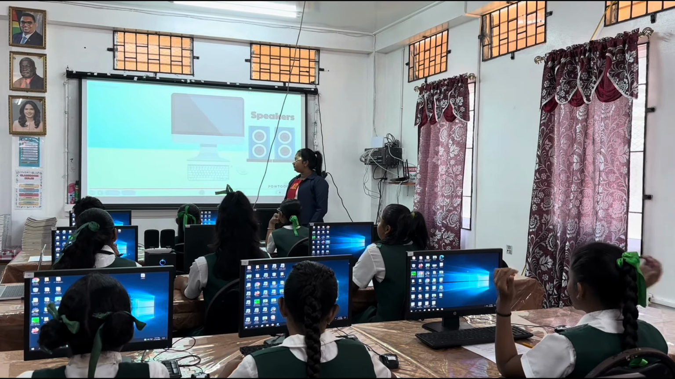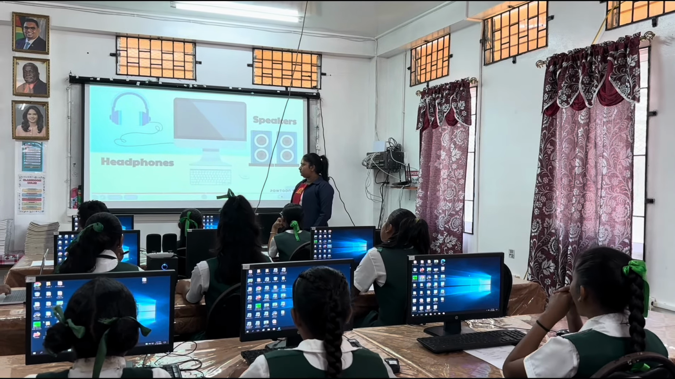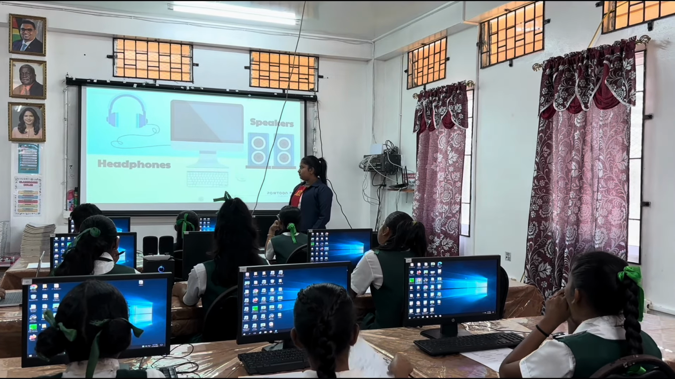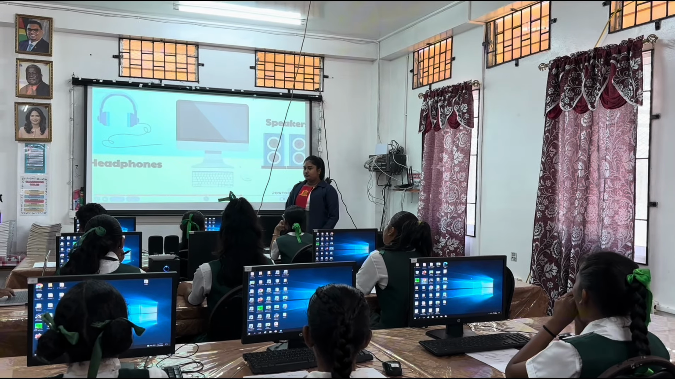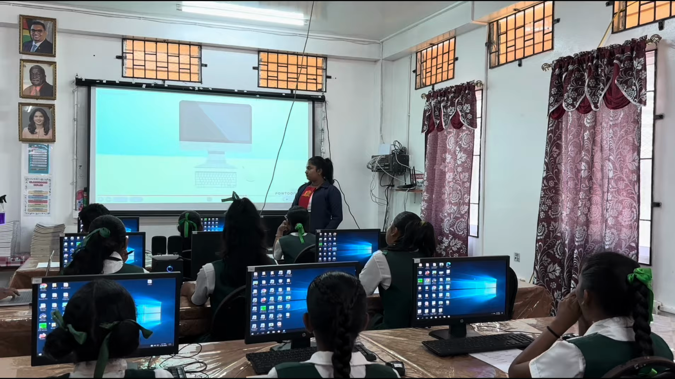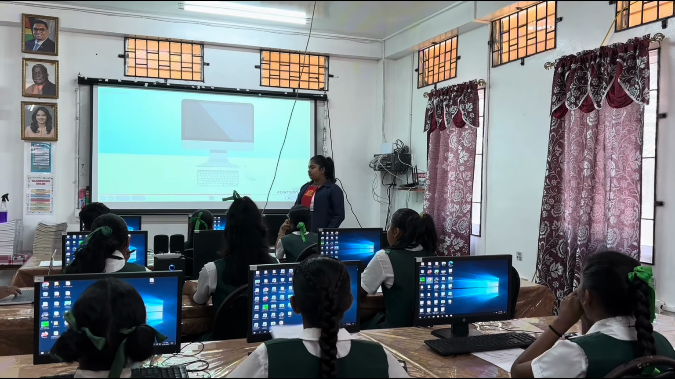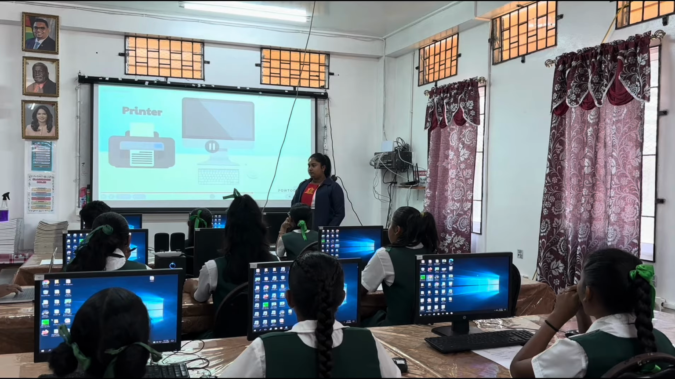It will need speakers or headphones connected. Some computers, like tablets and laptops, have built-in speakers. If you want something on screen to be on paper, you can connect them.